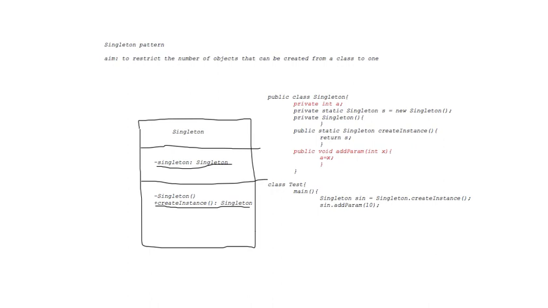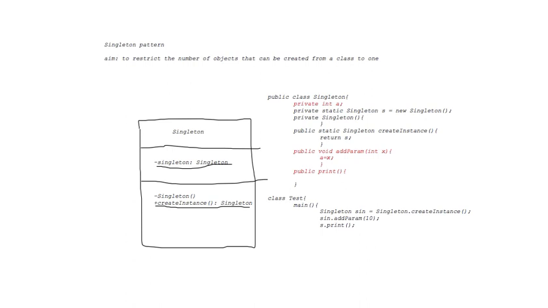Okay. Now let's say we have a way to print. Let's say we have another print method, so we can call sin.print. In addition to this method, we should have a print method, so public print. What it does is print the value of a. Okay, and when we print this, it will print the value 10.